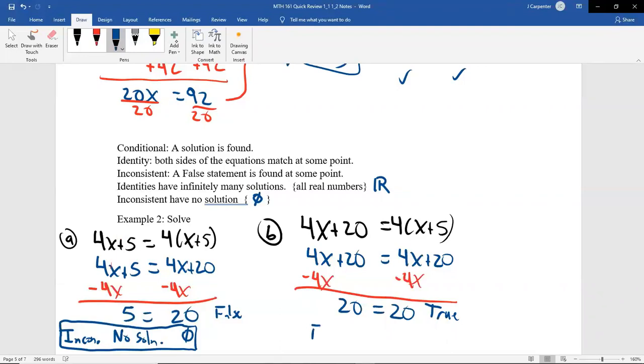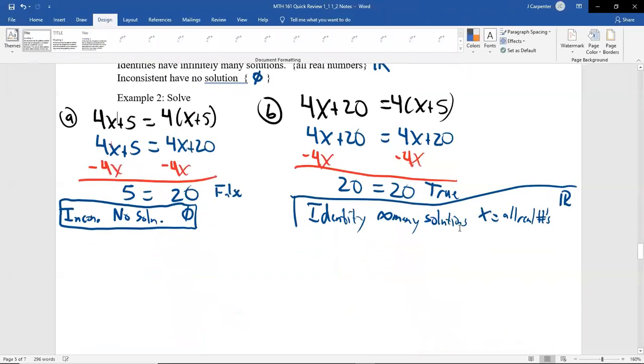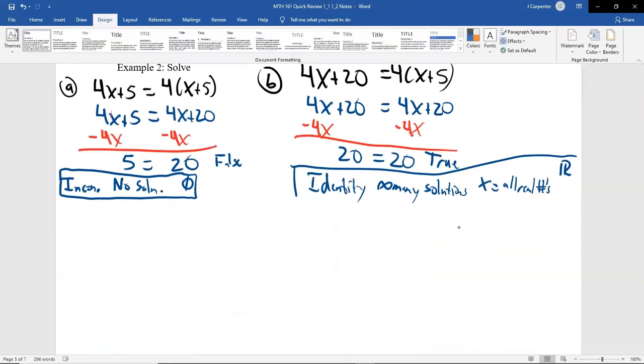So this is an identity, and it means there are infinitely many solutions. It means that x is equal to all real numbers. And again, there's like 10 different ways to say this. You can use the double back R. You can use interval notation. You can say that the solution is negative infinity to infinity. That would be all real numbers in interval notation.